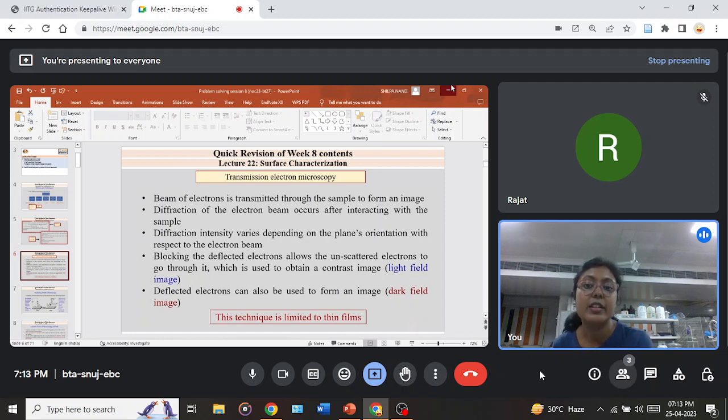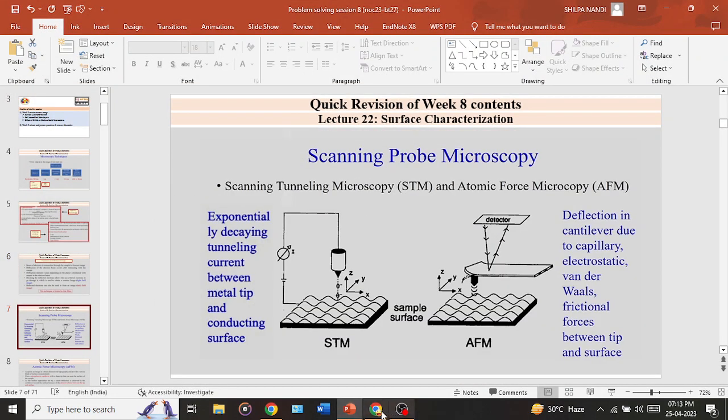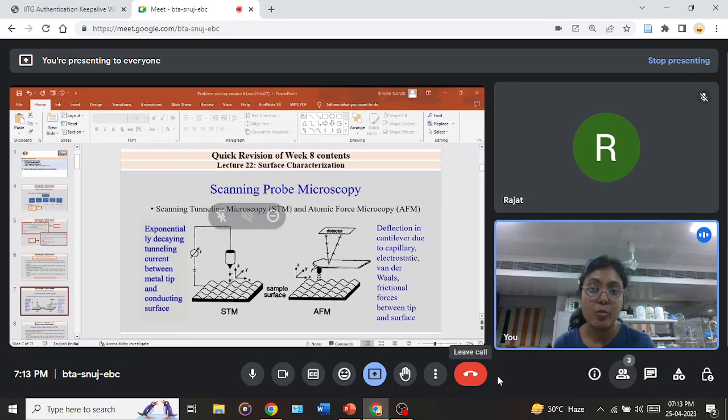So blocking the deflected electrons allows the unscattered electrons to go through, which is actually used to obtain the contrast image in case of bright field image, whereas in case of dark field image, deflected electrons can also be used to form a dark field image. So in this case, TEM has a limitation, that is, it is only limited to thin films. So that's why we move on to the next technique of microscopy, that is scanning probe microscopy.